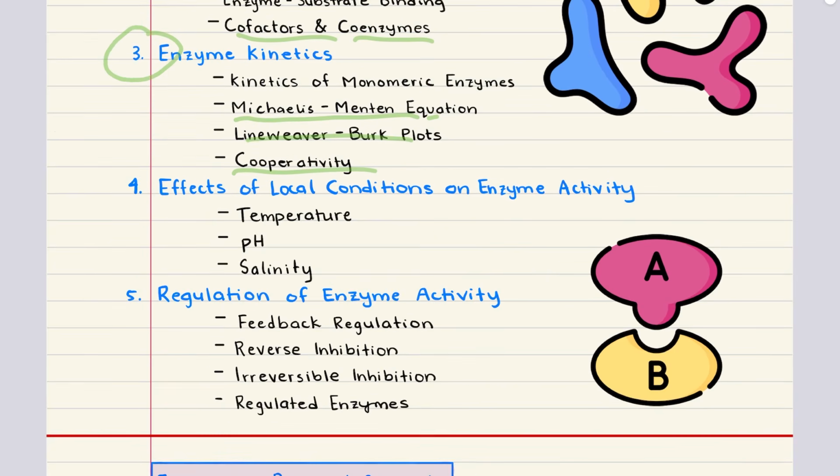Fourth, we're going to explore how enzymes are affected by their environment. Factors like temperature, pH, salinity, these can influence enzyme activity.